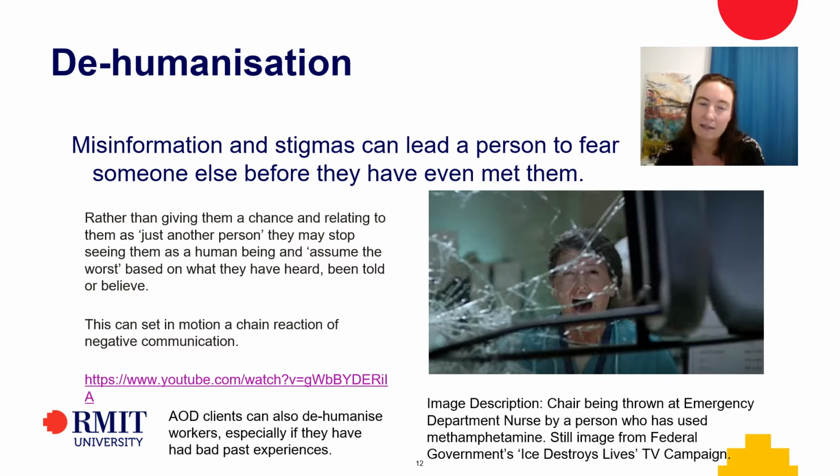The reason that I wanted this to be front and center as a barrier to communication in the drug and alcohol sector is because people who use drugs are among the most stigmatised people that there are in the Australian Health Service. And I would further say that people who use methamphetamines or ice, they're even on another level in terms of stigmatisation.